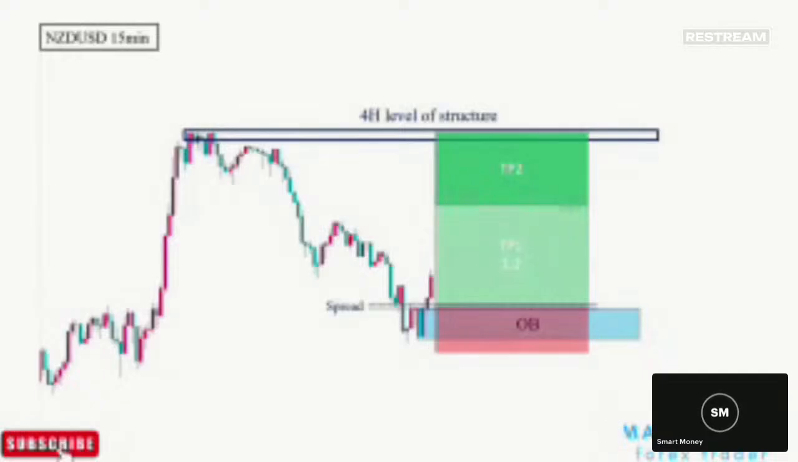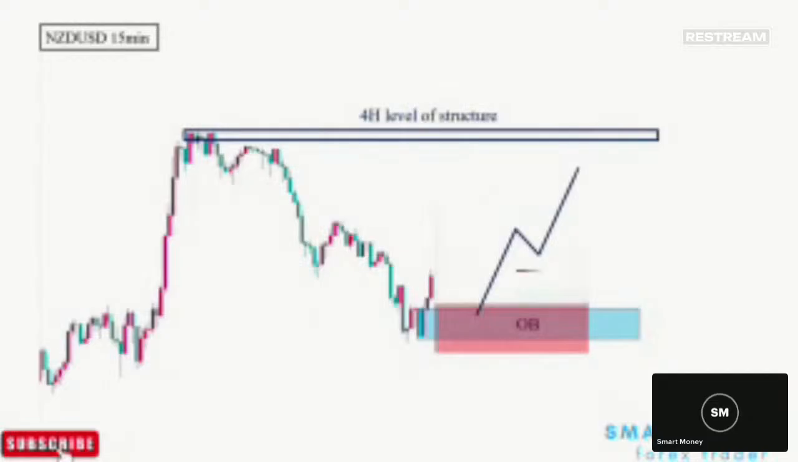For the second TP, you can target the next level of structure in front of the market in the higher time frame, or you can also trail your profits, meaning that every time the market makes a higher low, you reposition your stop loss a couple of pips below the lowest candle. But this is not all.